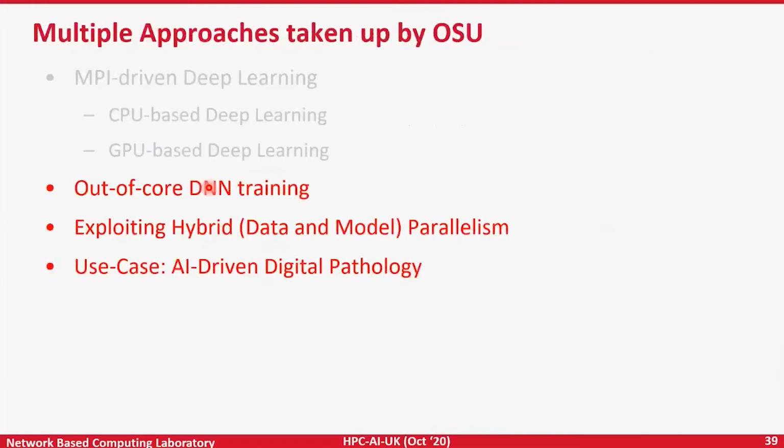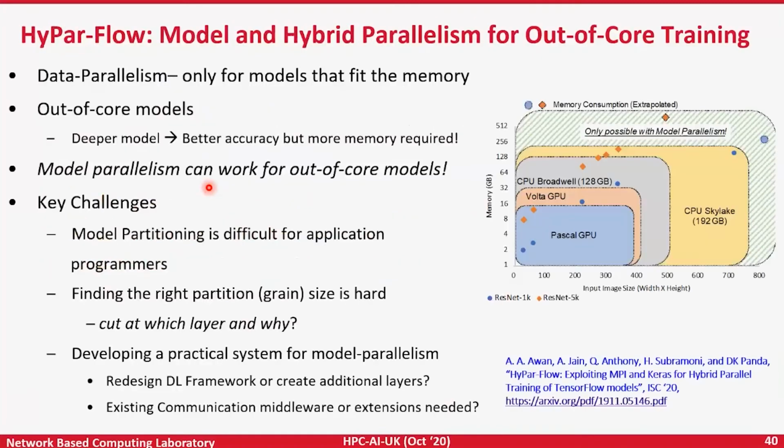As many of you know these days, as the model sizes are becoming larger and larger, the problem is coming called out-of-core training. So if I cannot fit the model and the images inside the CPU memory, how can I do it using the traditional data parallelism model?